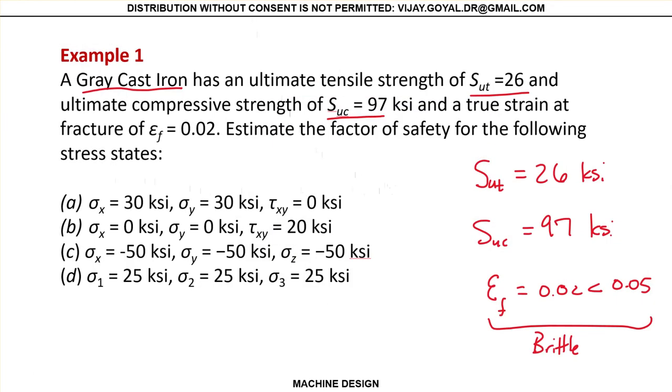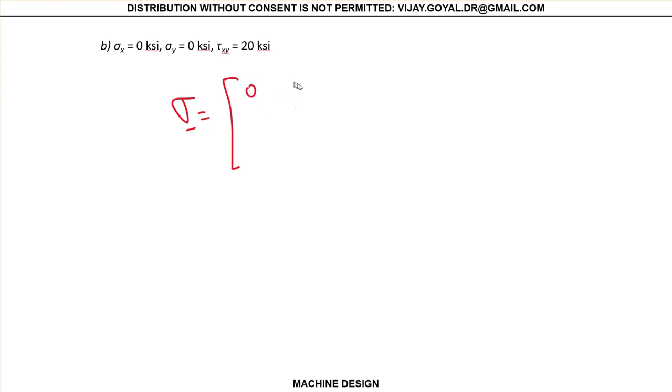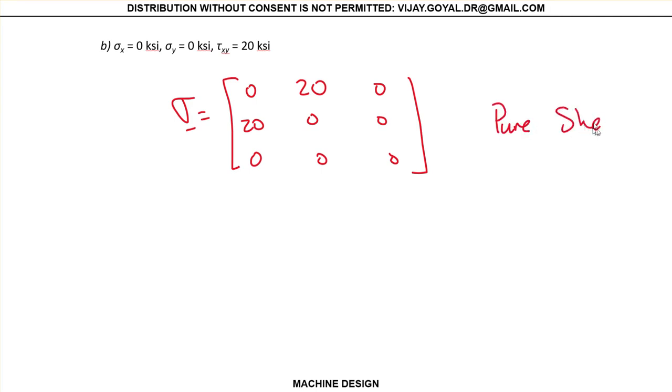Okay, so let's go with the next case scenario. In this particular case, it's the case of pure shear. And if we rewrite your state of stress, you see that everything is 0 except this value. This is symmetric. And I don't have any other stresses given in the problem. This is case of pure shear.